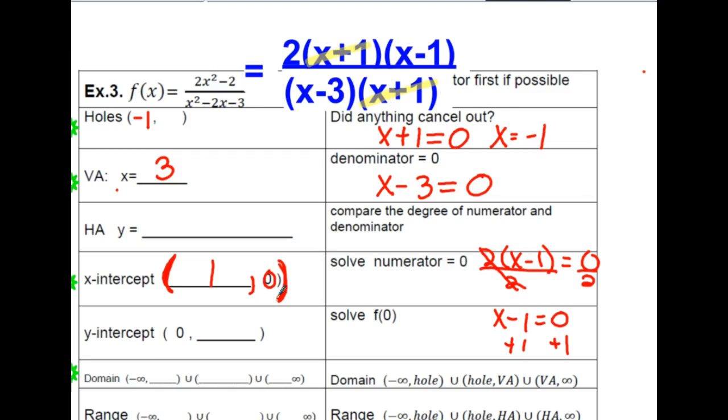Now, not only is the domain going to have to skip over the asymptotes, it's also going to have to skip over the hole in the graph. So the domain, and they have to be in order from smallest to largest, is going to come up to this hole in the graph and skip over the hole. So copy that down, and I'll show you what it means with a quick sketch of it.